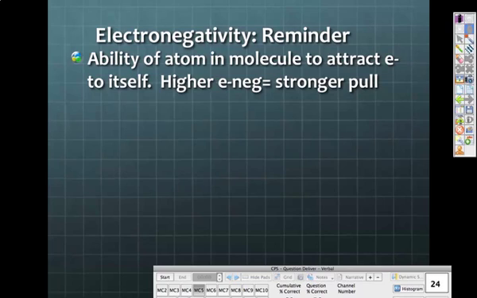Does electronegativity have anything to do with magnets? Not completely. We can kind of think about them in the same manner, but not really. Good question.